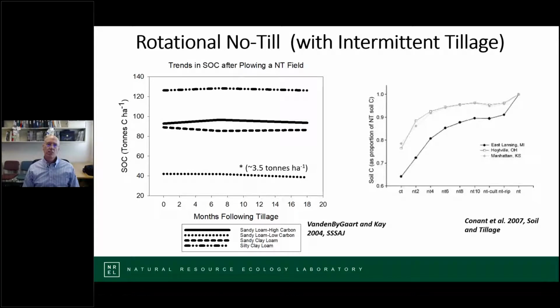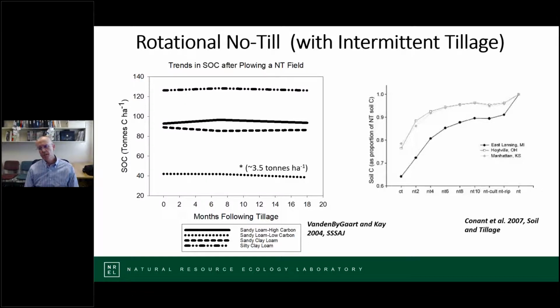Finally, one more thing I'd like to point out is rotational no-till with intermittent tillage. One study by Van den Bygaart and Kay around 2004 looked at it. They plowed a field that had been no-till for a while, and they followed that for about 17 months. They found that 3 of the soils they were looking at didn't have a significant change in carbon over time. But one of these soils, the sandy loam with low carbon, did show a decline, about 3.5 tons of carbon per hectare.